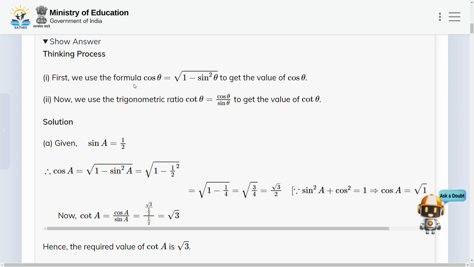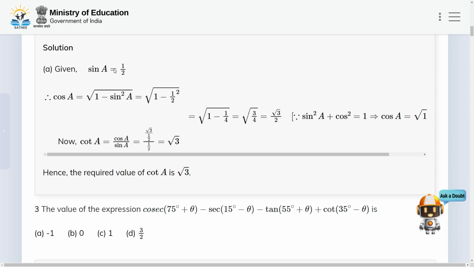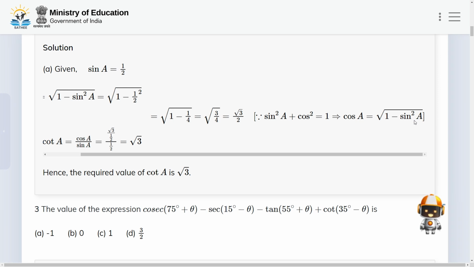In this problem we are given sin A equal to 1 by 2. Therefore cos A is equal to square root of 1 minus sin square A, which is equal to square root of 1 minus 1 by 4, equal to square root of 3 by 4, which is root 3 by 2. Since we know the trigonometric identity sin square A plus cos square A is equal to 1, it implies cos A is equal to square root of 1 minus sin square A.